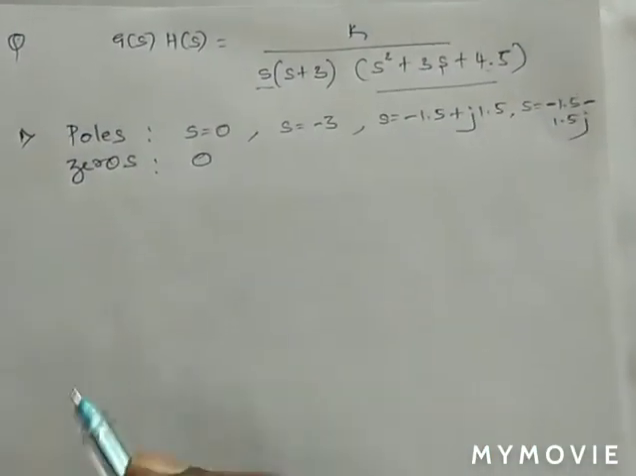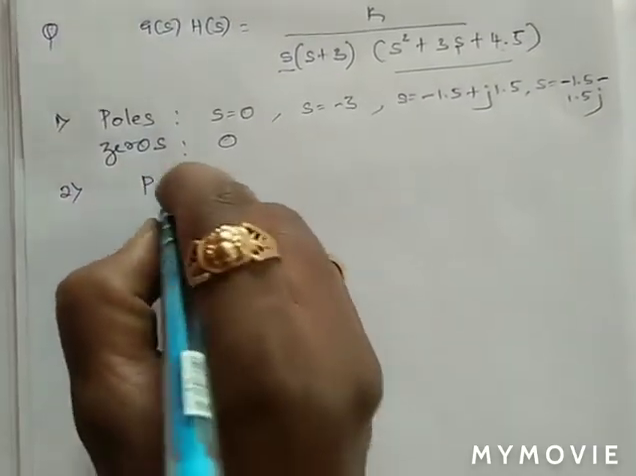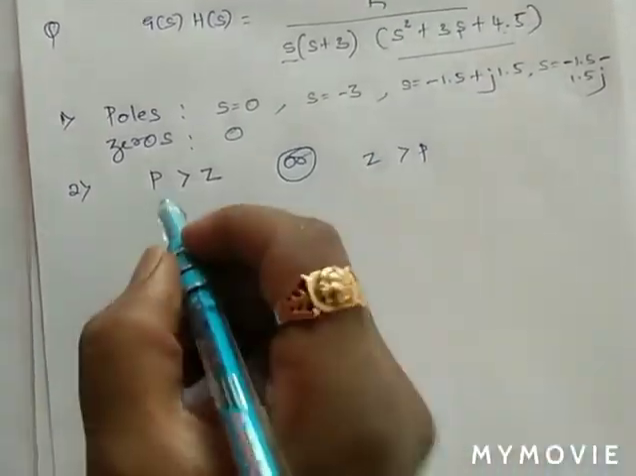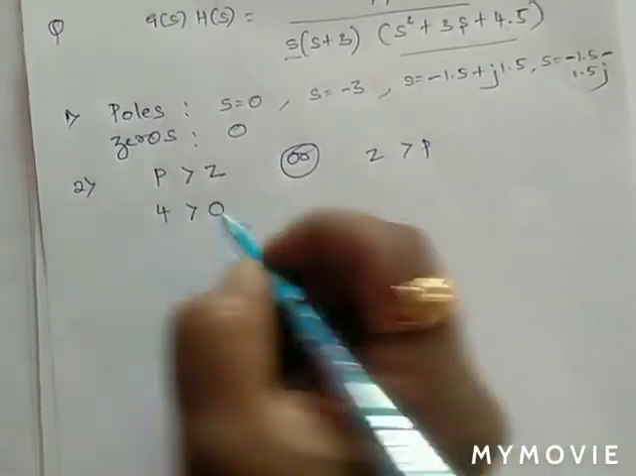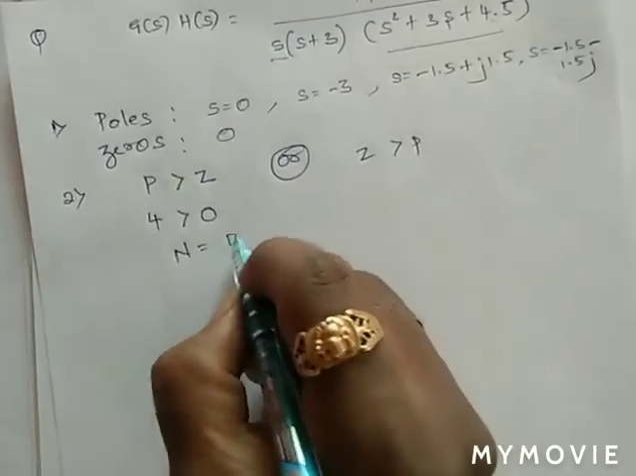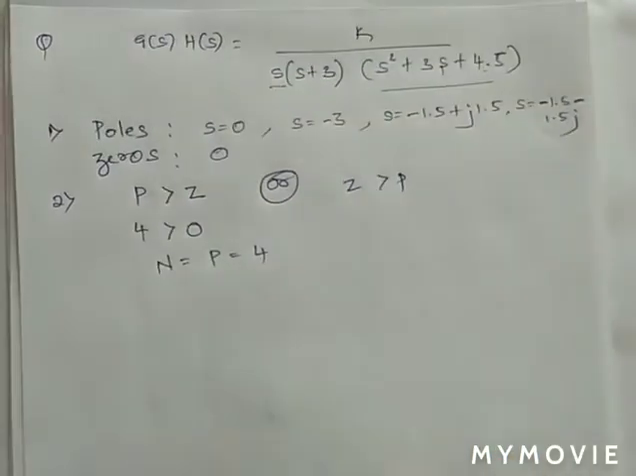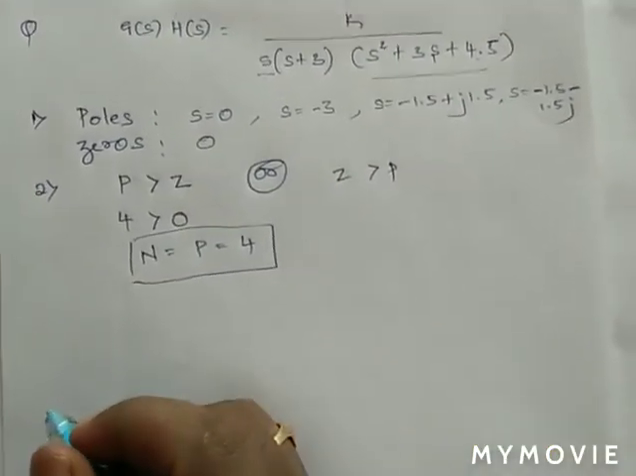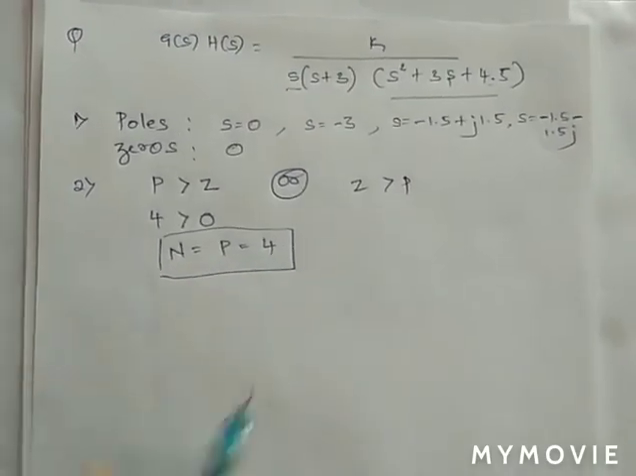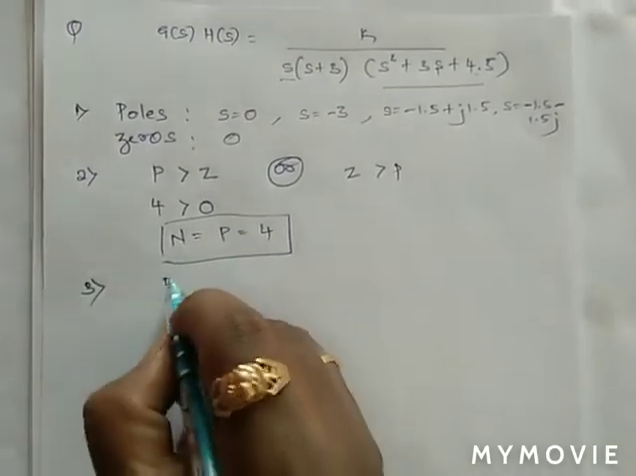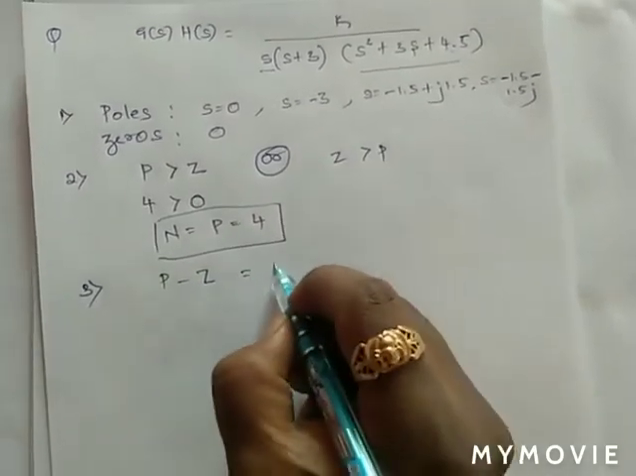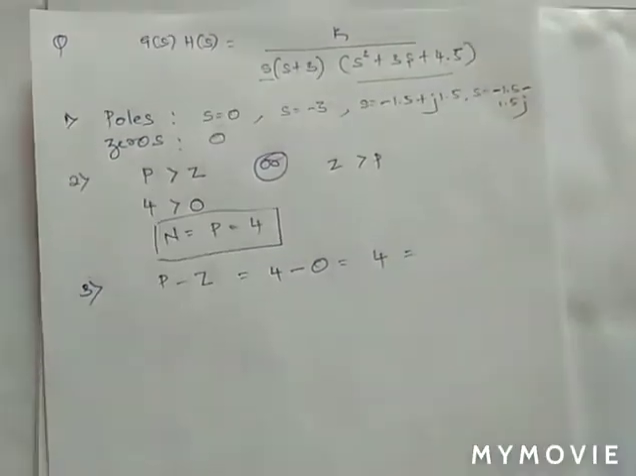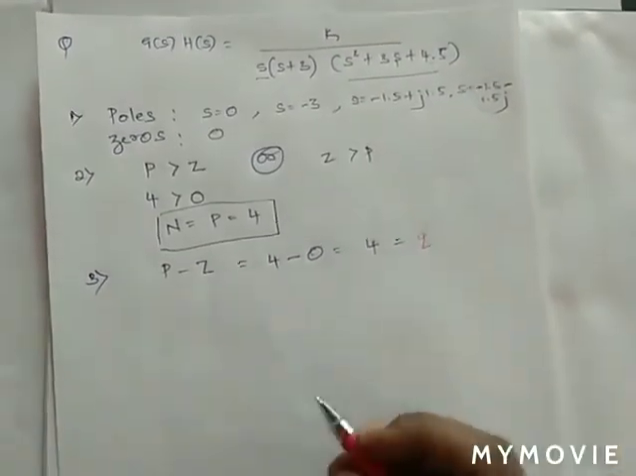So similarly second is whether p is greater than z or z is greater than p. Yes, we are having 4 poles and there is no 0. So which one will be greater? That many number of n, right? So n is the branches. So in the root locus graph you will be having 4 branches. Okay. So third is p minus z. So p is 4 minus 0 equals to 4. So this 4 is nothing but q here.